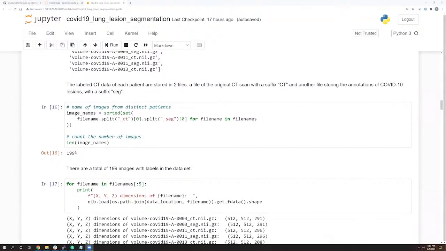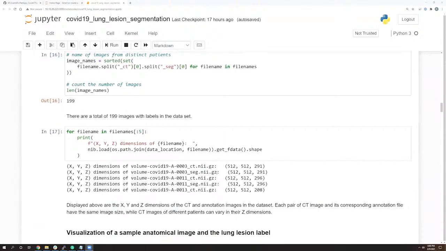Now we can take a look at the data set. There are a total of 199 images. The images are 3D volumetric images with various dimensions. X, Y dimensions are 512, and the Z dimensions are different for different images. That's basically what the CT images are like.